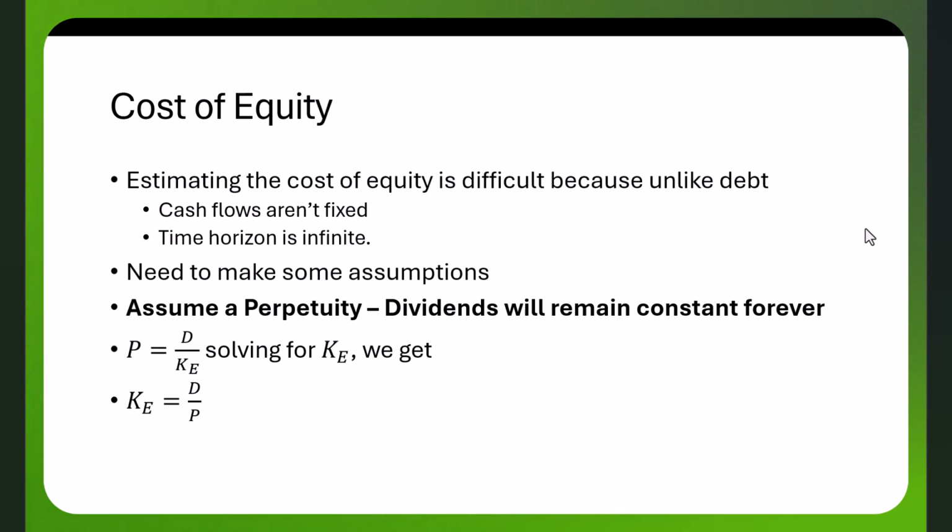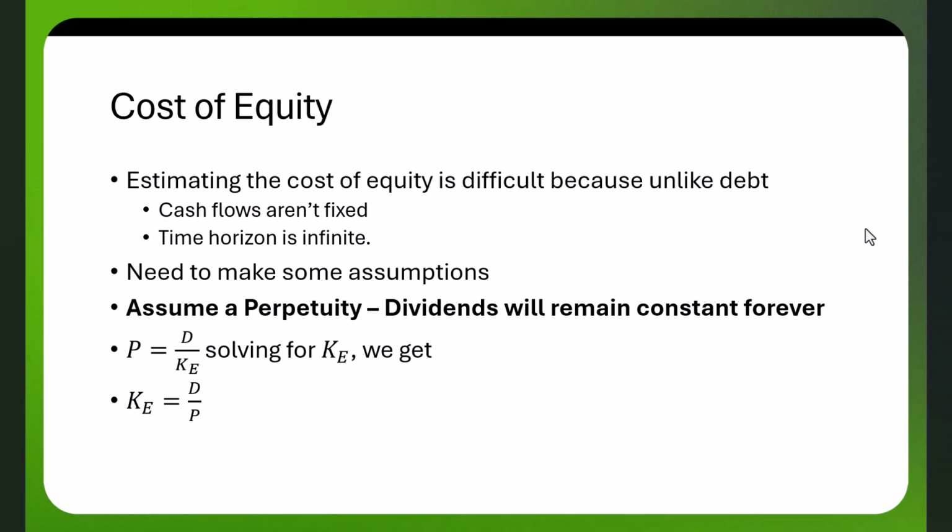infinite. When you buy a bond, you'll have a fixed coupon and there will be some set maturity date, for example, 15 years or 30 years. So valuing debt's relatively easy. So in order to find the cost of equity, we need to make some assumptions. So the first approach we can take is to assume a perpetuity.